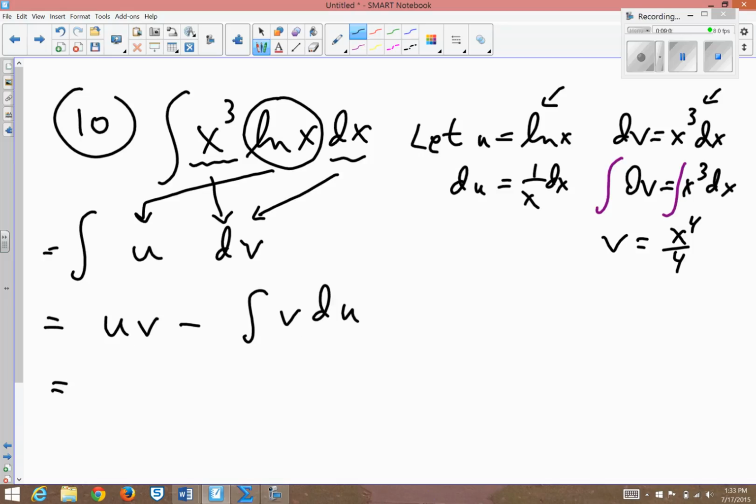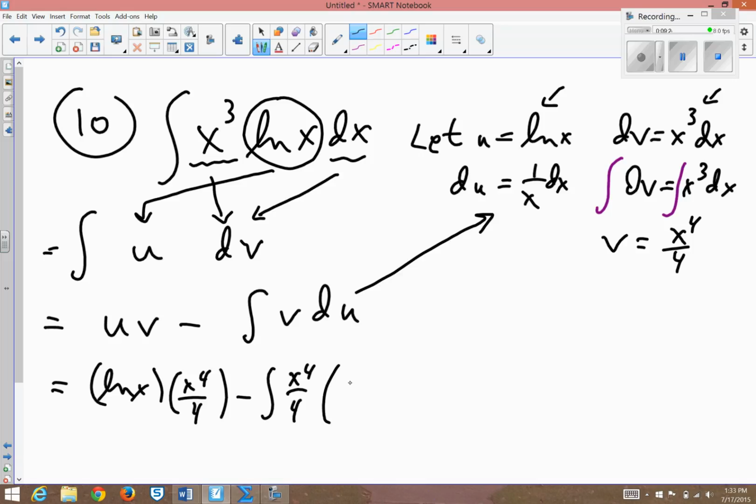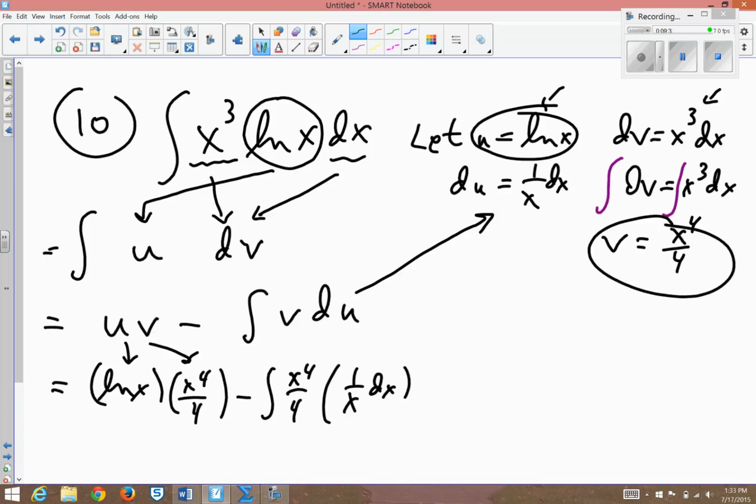In this exercise, u is up here, the natural log of x. V is down there, x to the 4th over 4. Copy the minus, copy this integral sign. V is over here, x to the 4th over 4. And du is that, 1 over x dx. So we replace u with what it equals, right there. We replace v with what v equals, right there. We replace this v with what v equals. And we replace du with what du equals.